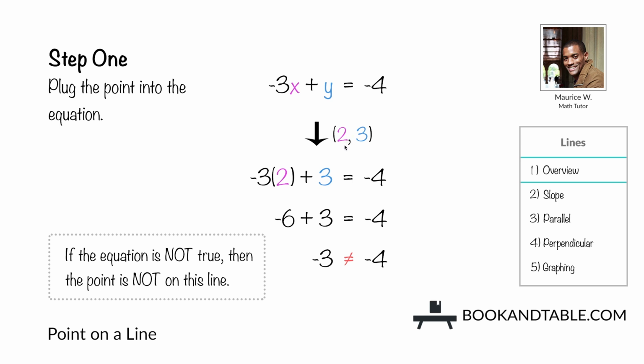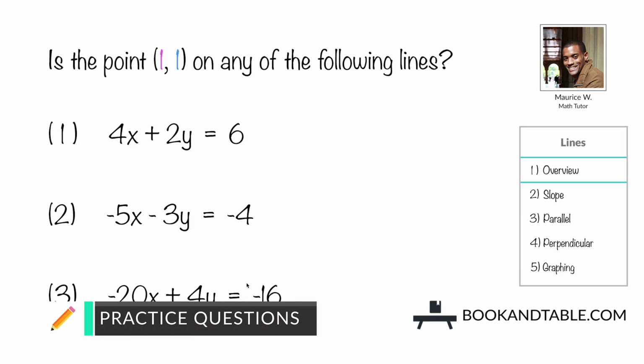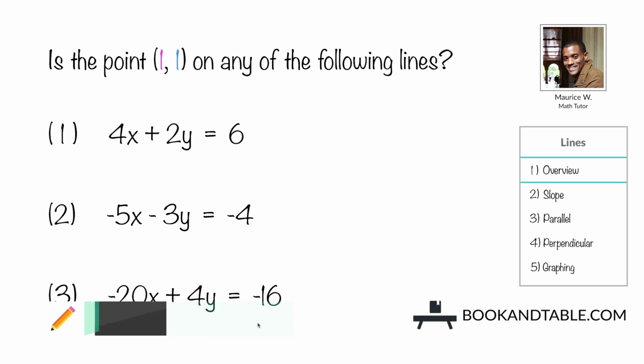So the answer would be no, 2, 3 does not exist on the line negative 3x plus y is equal to negative 4. If you were given a value that did work, so if we did get negative 4 is equal to negative 4, then we know that the point does exist on this line. So that is how you figure out if a point is on a line. Let's have you do a few practice questions.